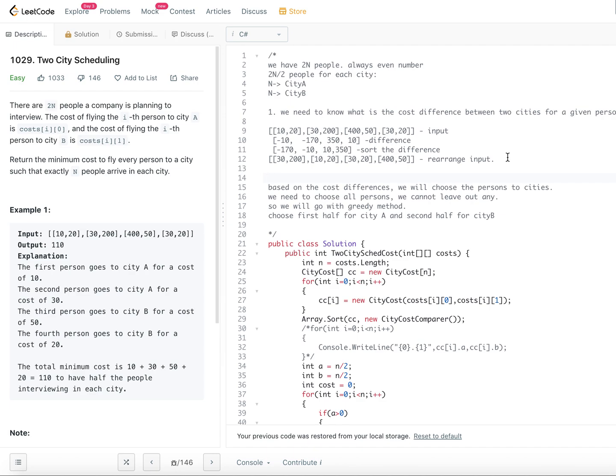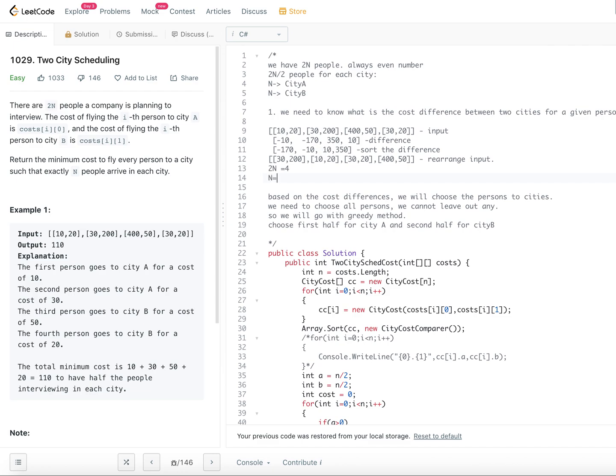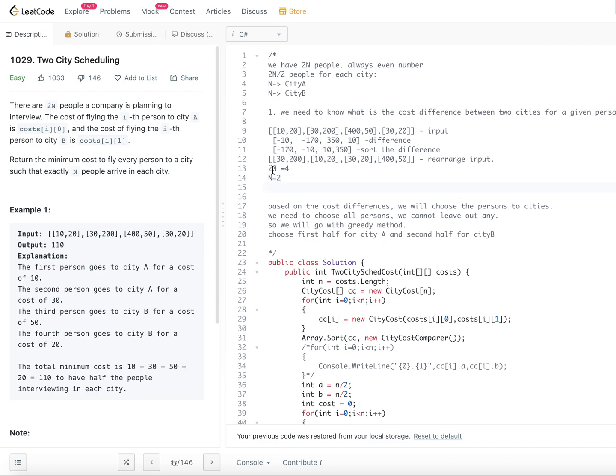So in that case, these are ordered in the ascending order of the difference. This is minus 170, that is lowest, and this is minus 10, that is the next lowest, this is 10, that's next lowest, this 350, that is the highest basically. Now, we said n people will be going to city A. 2n is equal to 4 here, so n is equal to 2. That means take the first 2 people to A and the other 2 people to B. These are the first 2 people.